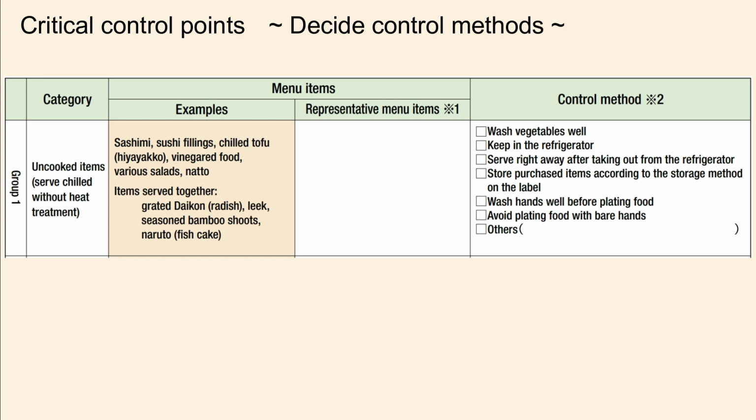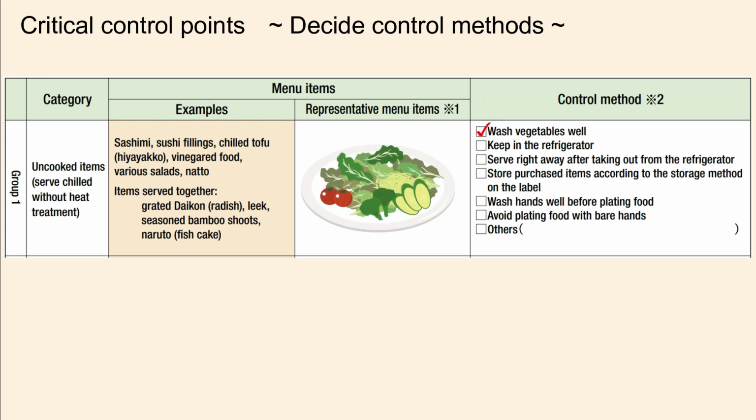For example, in the case of salads, measures include washing vegetables thoroughly, washing hands thoroughly before serving, wearing gloves when serving and avoiding touching with bare hands, and serving salads as soon as they are taken out of the refrigerator.